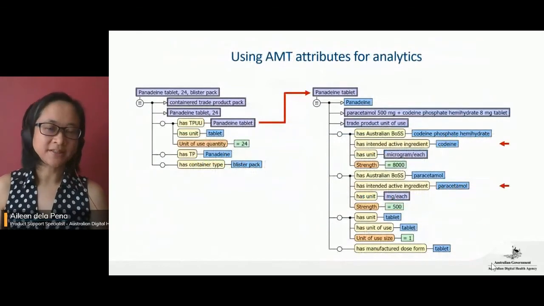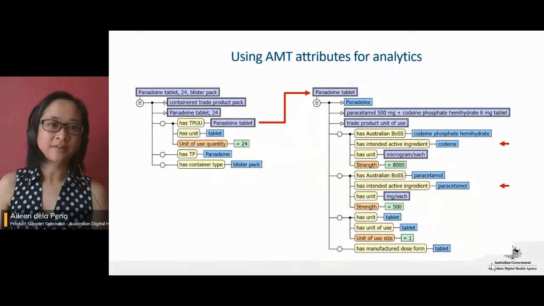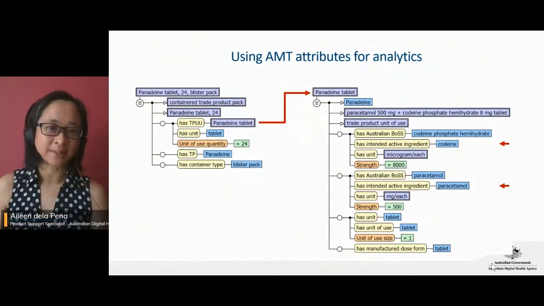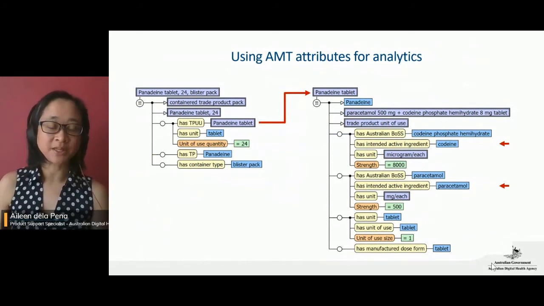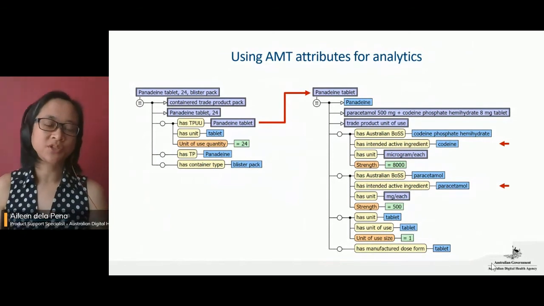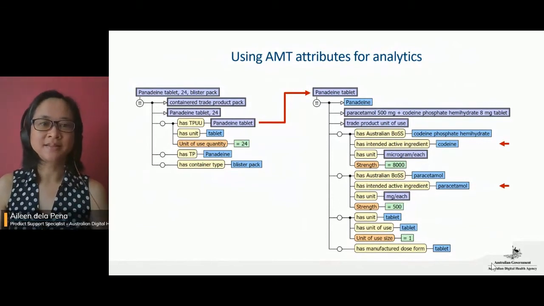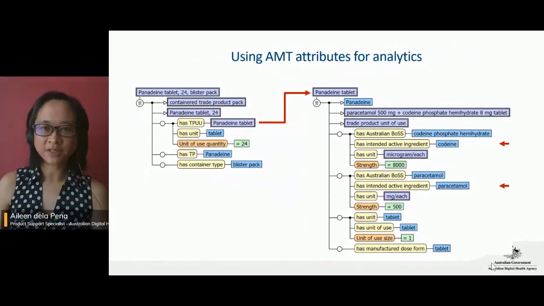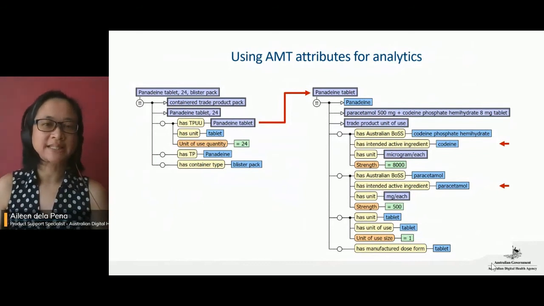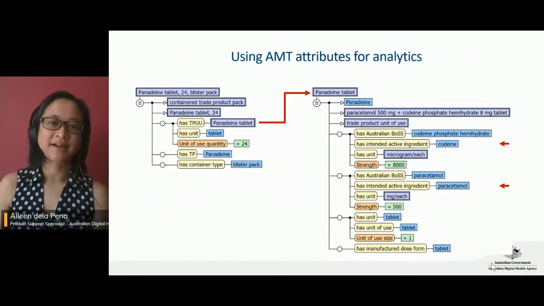On the left here is the Container Trade Product Pack, or CTPP, concept for Panadeine tablet, 24 blister pack. And one of its defining attributes that I've highlighted is the has-TP-UU relationship, which links it to the TP-UU of Panadeine tablet, which is the diagram on the right-hand side. And from there, you can get access to substances. And there are a couple to choose from. For this proof of concept, we use the intended active ingredient. And I'll talk about why substances were used on the next slide.